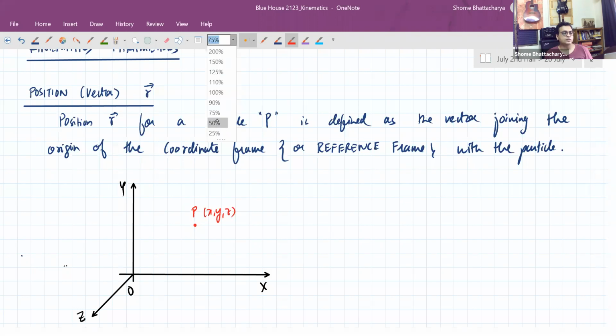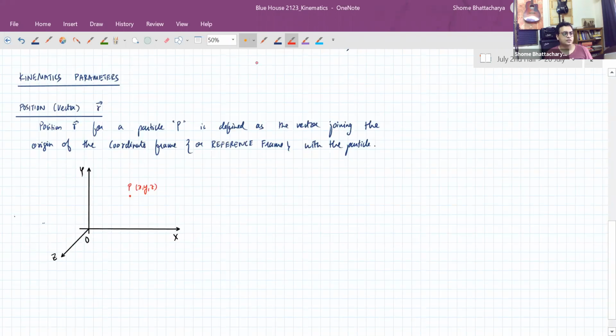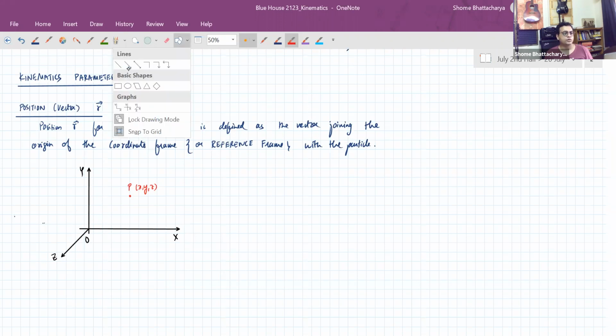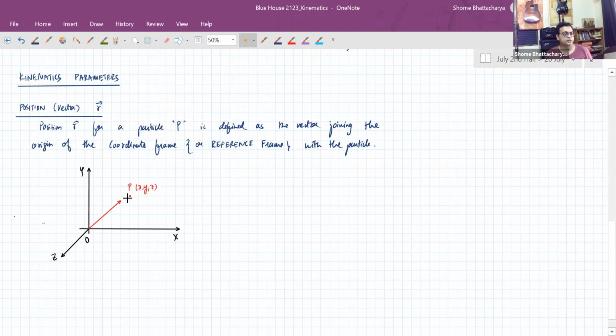But now we want to make a better definition of the position without using coordinates, but by using vectors. So instead of representing the position as the XYZ coordinate, we'll represent the position of that particle P with a vector that joins our origin with that point.